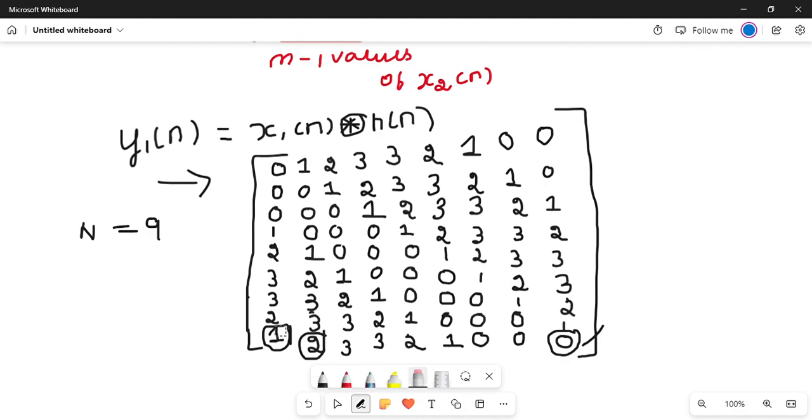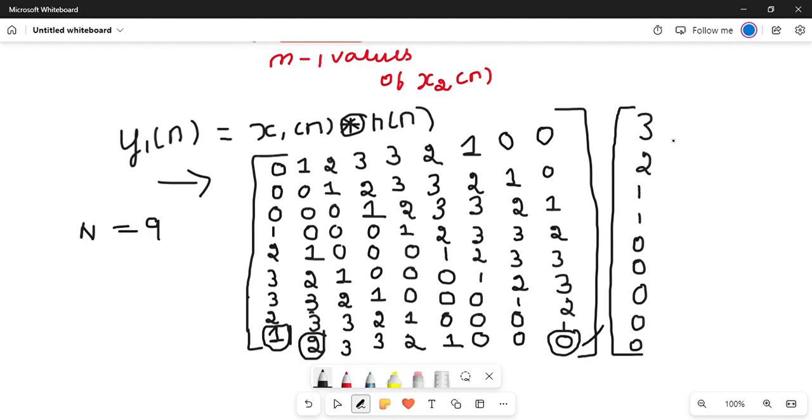So now let me multiply with h of n. So now h of n is nothing but what? H of n is nothing but my 3 2 1 1, 5 zeros, right? 0 0 0 0 0. Fine. Okay. So 0, 0, 0, 0, 0, and this is my y of n is equal to x1 of n into h of n. Fine, just a minute.